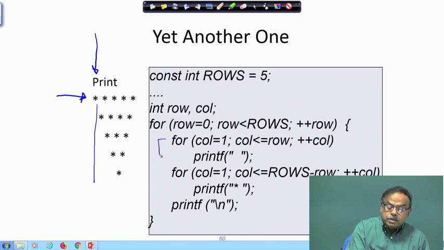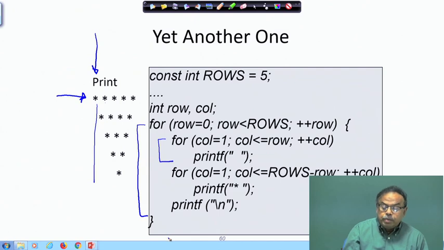Let us look at the first for loop here. This is the outer for loop. Outer for loop is up to this, and let us see what is happening. Row is 0 to number of rows less than. So, I have started with 0, so I did not make it less than equal to, it is less than 5. I will do this number of times.